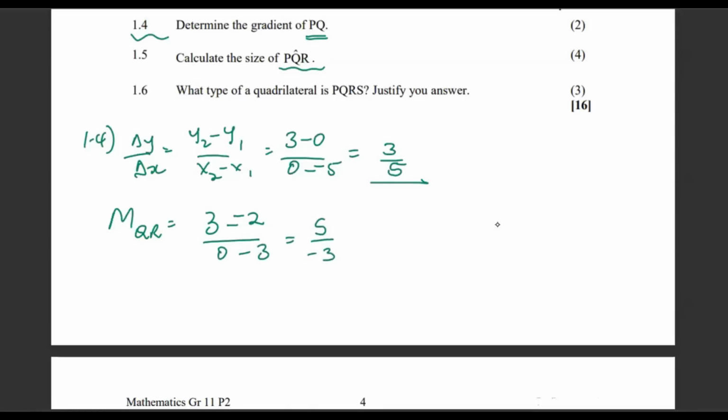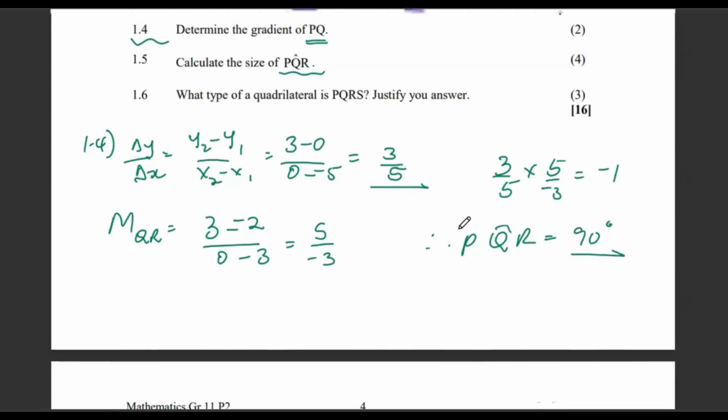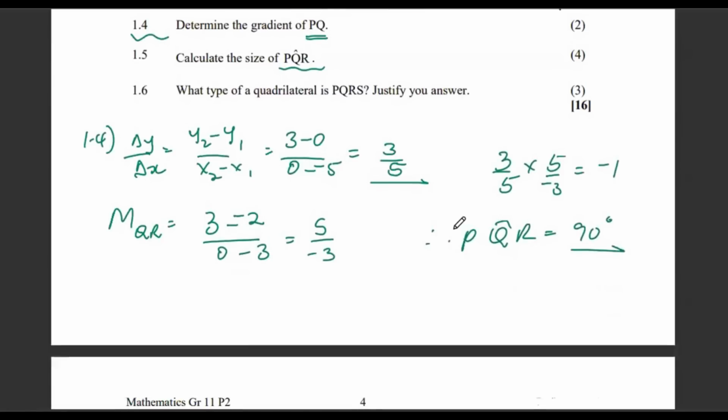Okay. So if that is true, I can just see that these two are reciprocals. So if I get 3 over 5 times 5 over negative 3, this gives me a negative 1. Therefore, PQR is a 90. Okay, the assumption kind of worked. But if you don't want to go that route, you can use the inclination.